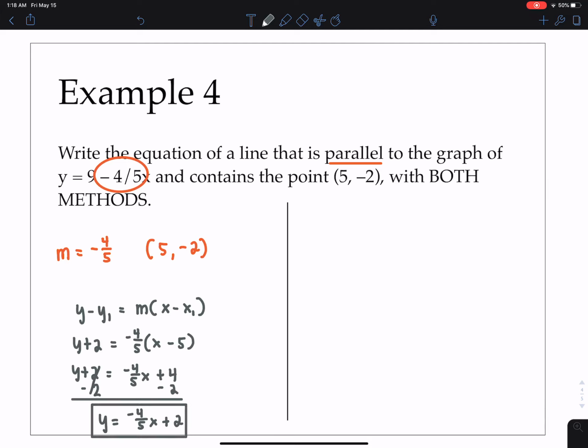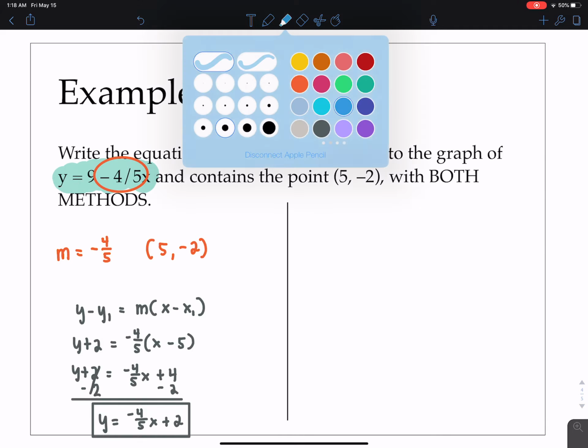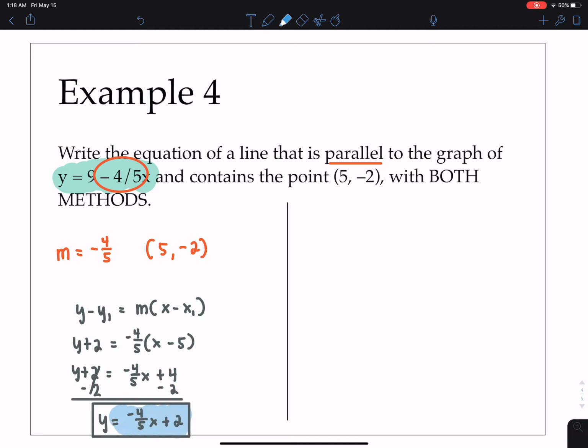And we could go ahead and check that and see with Desmos to make sure that we have parallel lines, that these two lines, y equals negative 4/5 x plus 9 and y equals negative 4/5 x plus 2, are both parallel, number one, and that our line passes through this point, 5, negative 2.